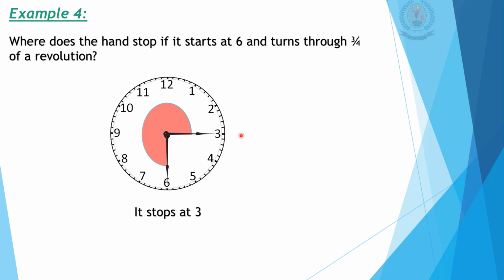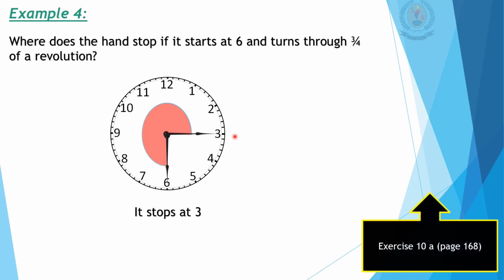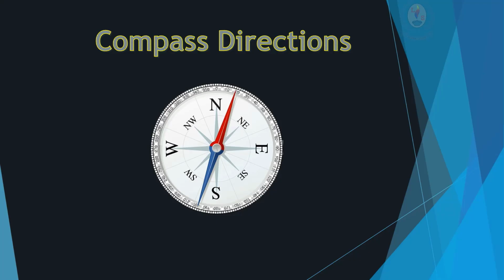In a different way, the same question can be asked. So, these type of questions can be given in page 168. Now you know what a quarter of a revolution, half of a revolution and 3/4 of a revolution are, as we've discussed them in the first part of the lesson. So along with them, we'll go to the second part of the lesson, compass directions.